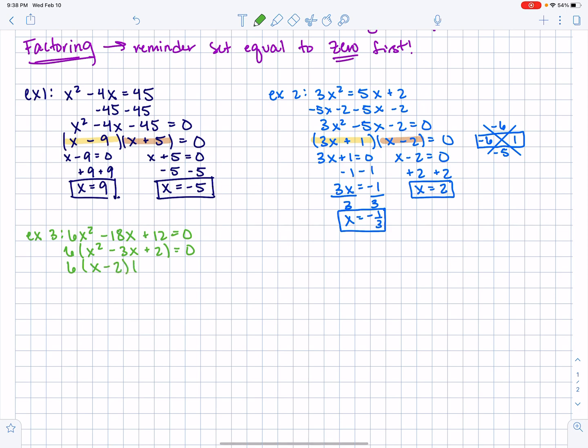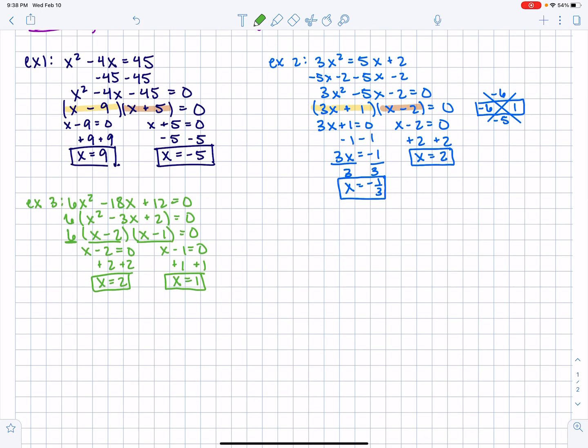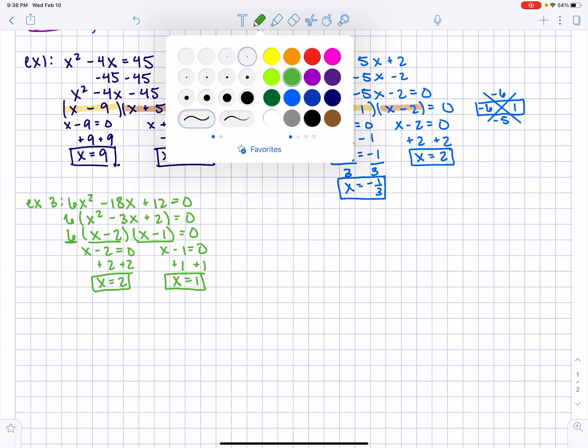So x minus 2 and x minus 1. And you don't even have to worry about this 6 when you're setting it up because you only want your linear equations. So x minus 2 equals 0, x minus 1 equals 0. And when you add 2, you get x equals 2. And then you need to add 1 for x equals 1. So just an FYI on that one. Always look for that GCF. It makes it easier for you.